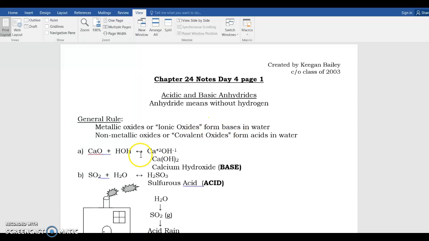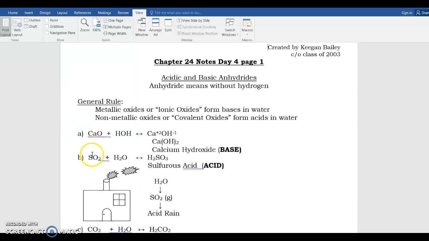So these make bases. So anytime you have a metal, and I'm just taking this example here, this calcium, Ca plus 2 and OH minus 1. So that's why it balances out, Ca(OH)2, subscript 2. So this is a base. So anytime that you have a metallic oxide and the metal oxide is thrown in water, it can form a base. And this is really important. So the metals from the left side of the periodic table, the metals form bases.